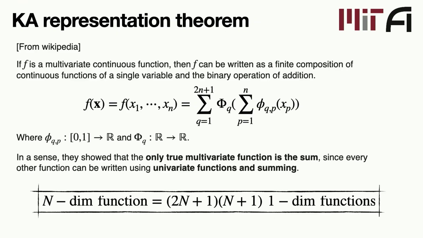So here's the KA representation theorem, or KART for short. Don't worry about this complicated formula. Basically, this formula tells us you can decompose a high-dimensional function into a bunch of 1D functions plus summing. So this is extremely great news for approximating high-dimensional functions, hence machine learning, because machine learning datasets are usually very high-dimensional. You can basically decompose something complicated into something simple. So that gives us a lot of promise.